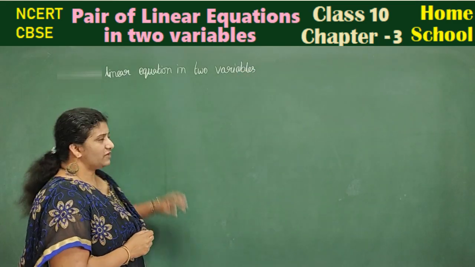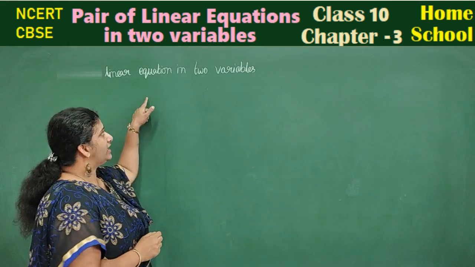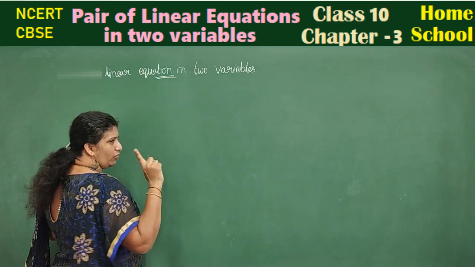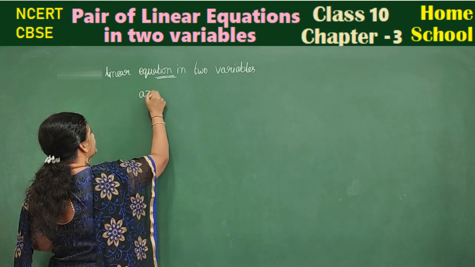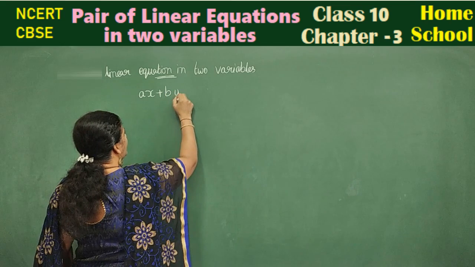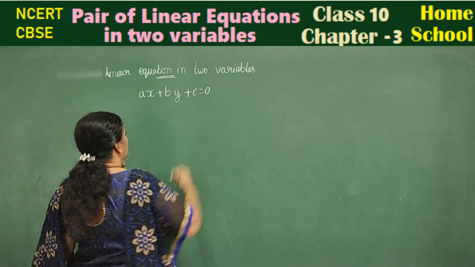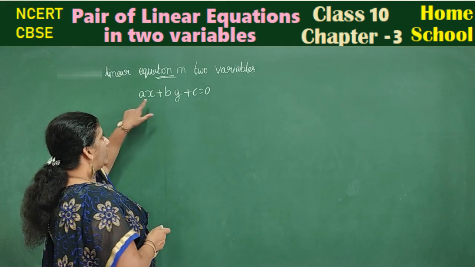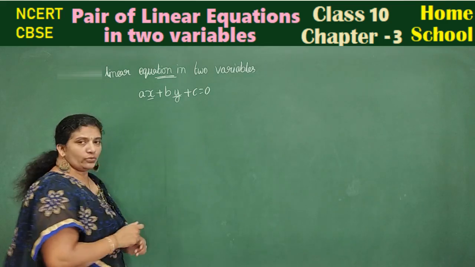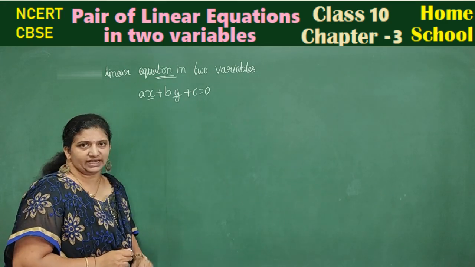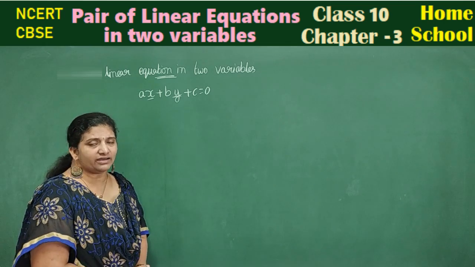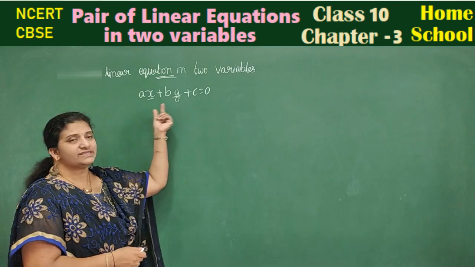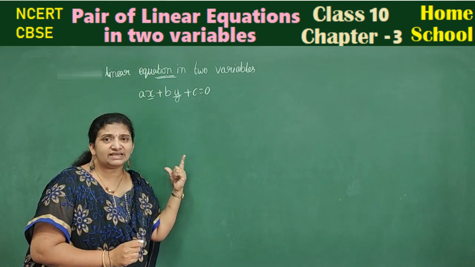Standard form. Observe here, what is the standard form of a linear equation in two variables? I have written here only one equation: ax + by + c = 0. This is the standard form of a linear equation in two variables. What are the two variables? x and y are the two variables, where c is a constant, and a, b, c are real numbers, and a, b cannot be equal to 0. x and y are the two variables. We say it is a linear equation.